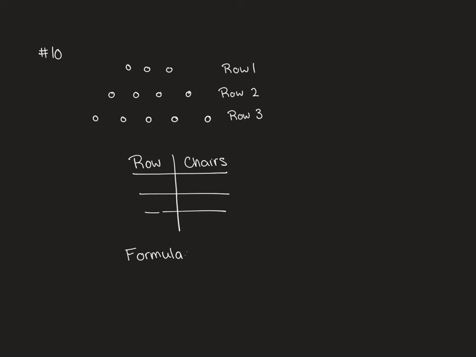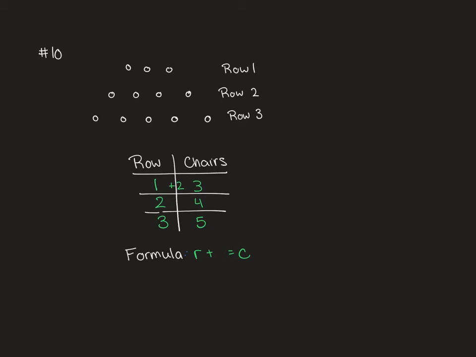Question 10 is going to just give you a diagram of rows and chairs and arrangements and then ask you to fill in your chart. So we've got row 1, row 2, and row 3. And in row 1 there are 1, 2, 3 chairs. Row 2 has 4 chairs, and row 3 has 5 chairs. So then we need to come up with our formula. So rows plus something equals chairs.